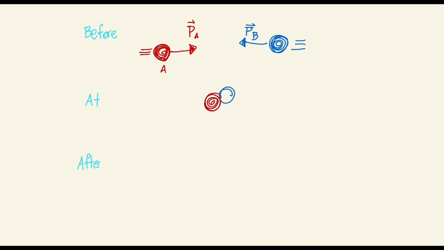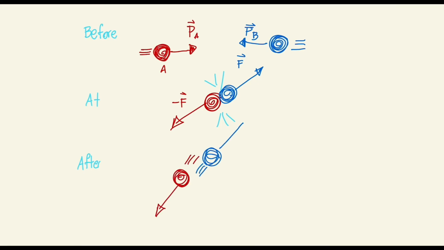Now let's look at this picture of two colliding balls. The two objects have momenta before the collision of PA and PB. After the collision, the velocity of A is negative and B is positive, and the momenta become PA prime and PB prime. At any moment during the collision, each object exerts a force on the other of equal magnitude but opposite direction.